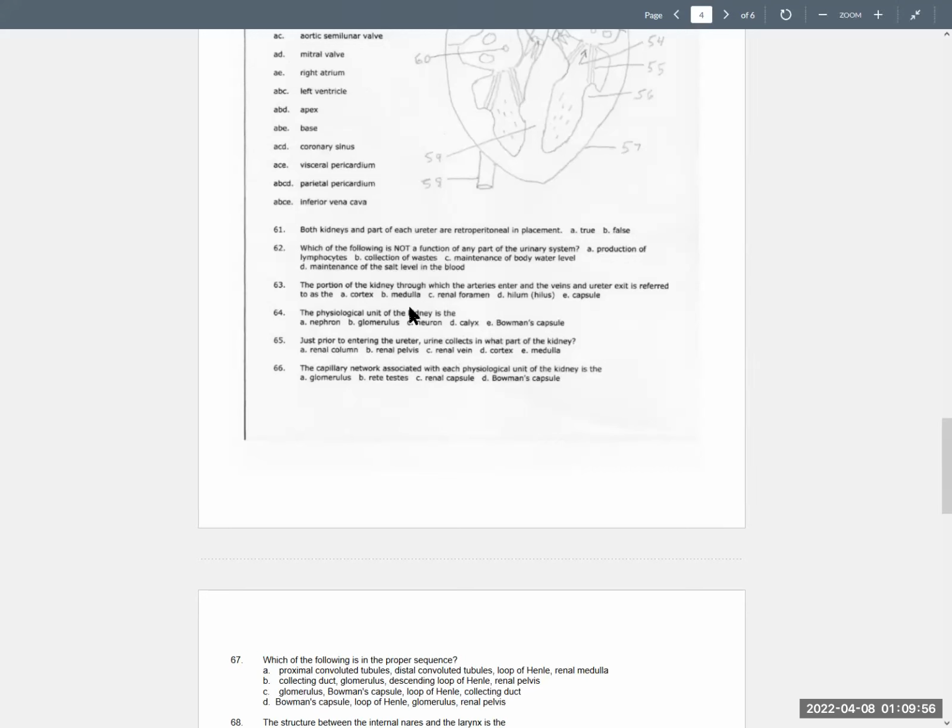63, portion of the kidney through which the arteries enter and the veins and ureter exit. In other words, the indented medial part of the kidney is called the hilum or hilus, D. 64, the physiological unit of the kidney, nephron, A.